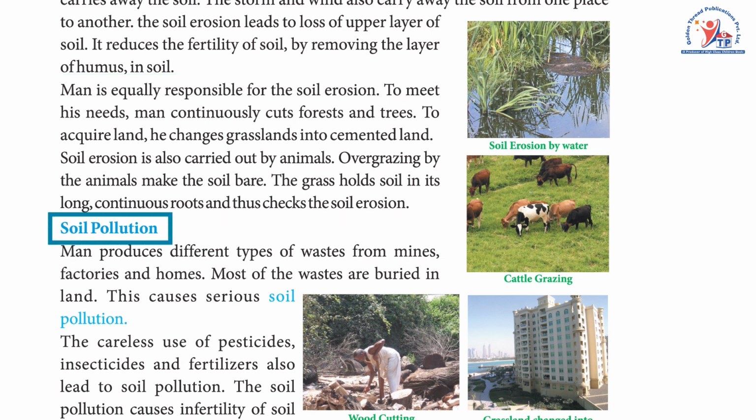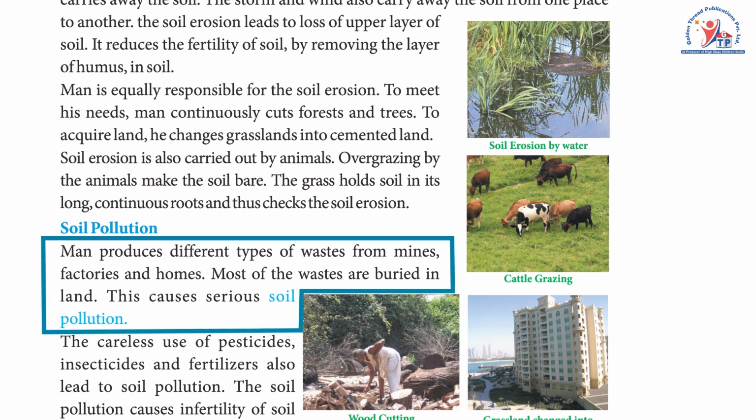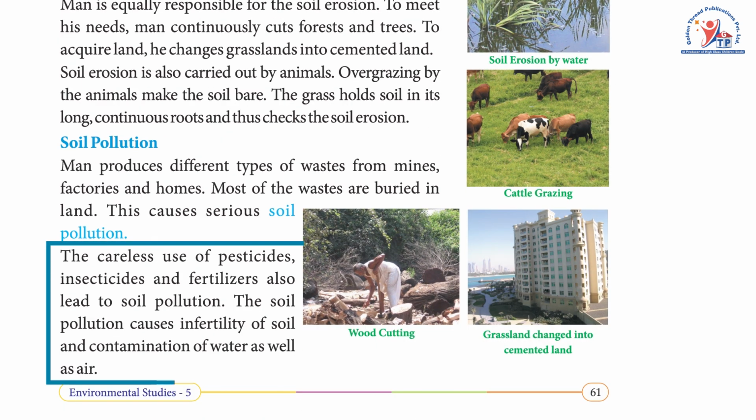Soil pollution. Man produces different types of wastes from mines, factories and homes. Most of the wastes are buried in land. This causes serious soil pollution. The careless use of pesticides, insecticides and fertilizers also leads to soil pollution. Soil pollution causes infertility of soil and contamination of water as well as air.